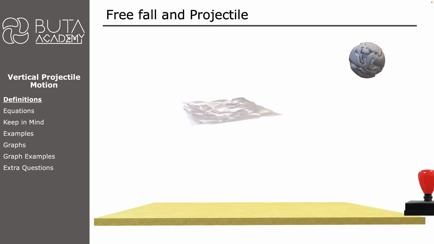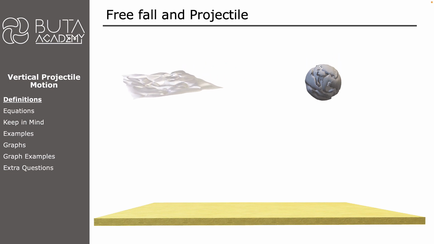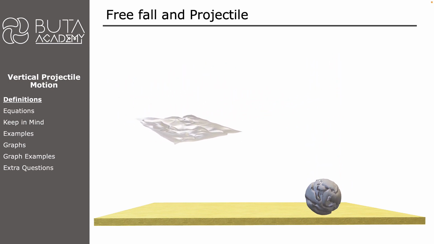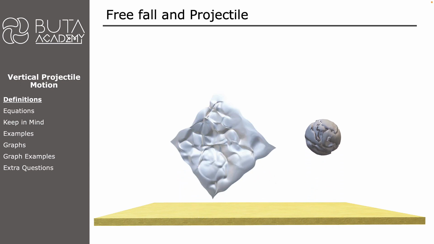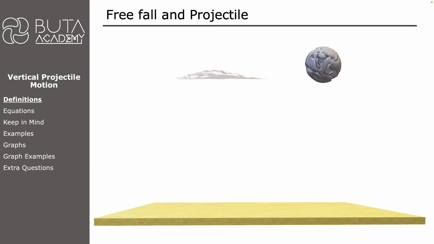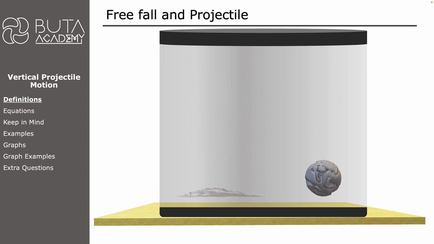Let's compare the falling times for two pieces of paper, but one of them is crumpled. Even though they have the same mass, the piece of paper on the left still takes its time to fall. In a third experiment, let's place these two pieces of paper into a container with no air inside it. Both objects fall at the same time and acceleration.